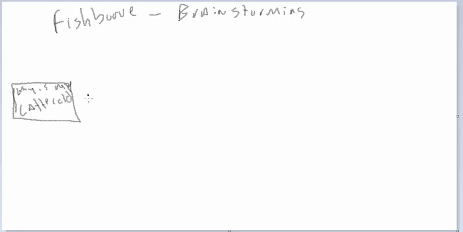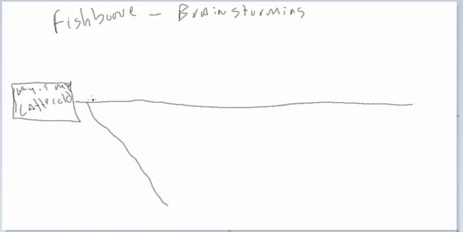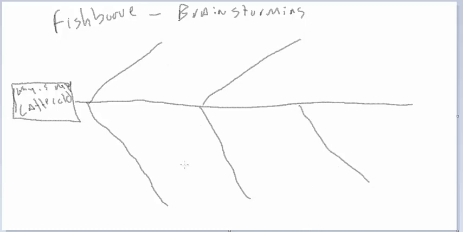So I've gone to the coffee shop and I've ordered a nice, large, warm, hot latte, and it has come out cold. The next thing you do is you draw the bones of your fish, thus its name, the fishbone. There's no rule on how many bones you need. In this case, I've got 6, and then you label your bones.